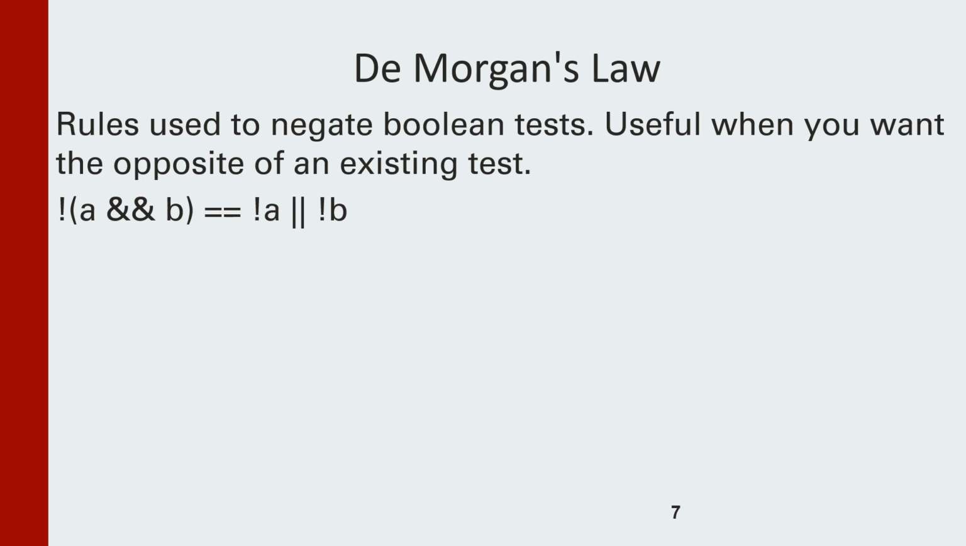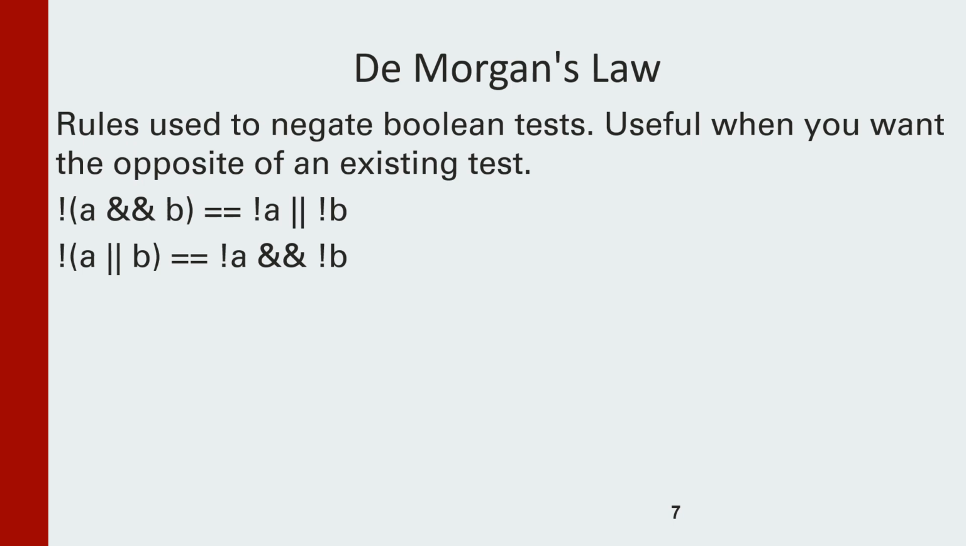If you have not and then in parentheses A and B, you can distribute the not and turn it into not A or not B. Similarly, if you have not and then in parentheses A or B, you can make it not A and not B. So I always imagine it as distributing the not and then flipping the binary operator in the middle.